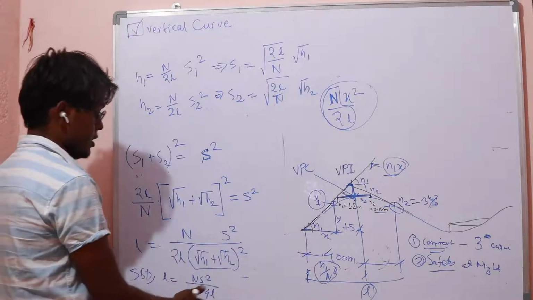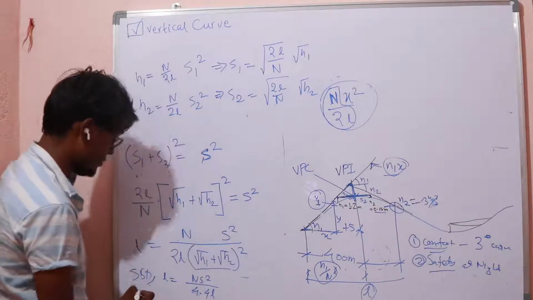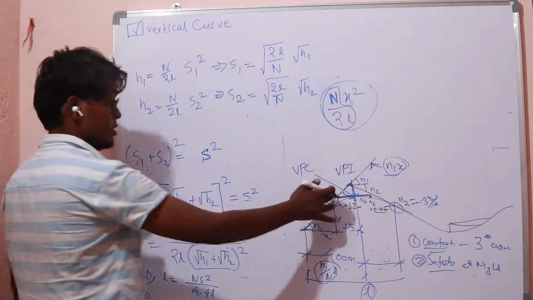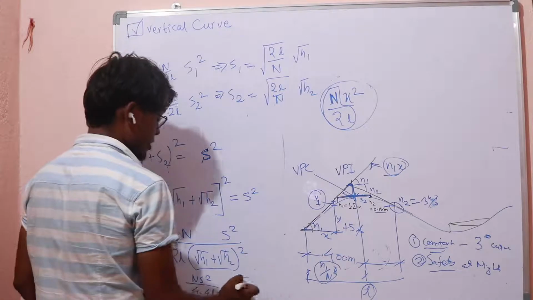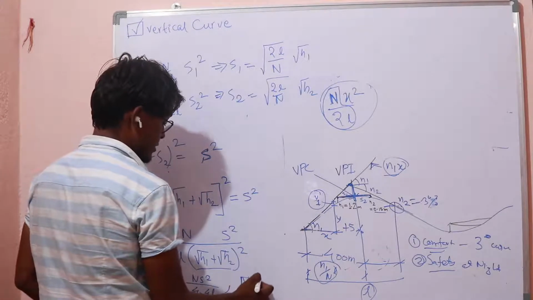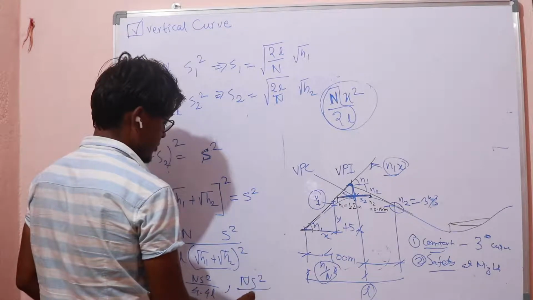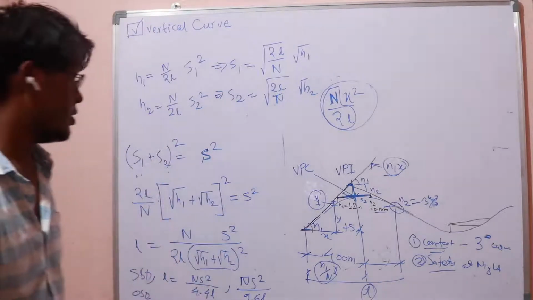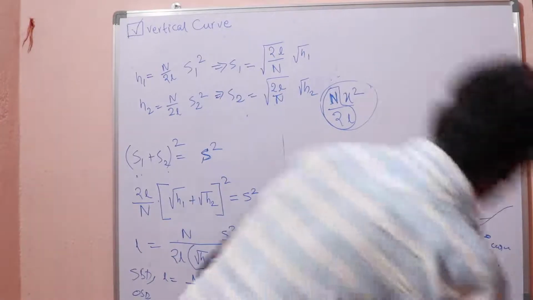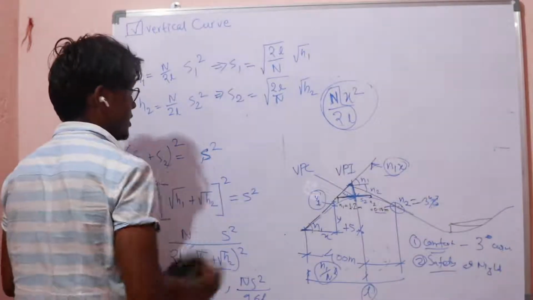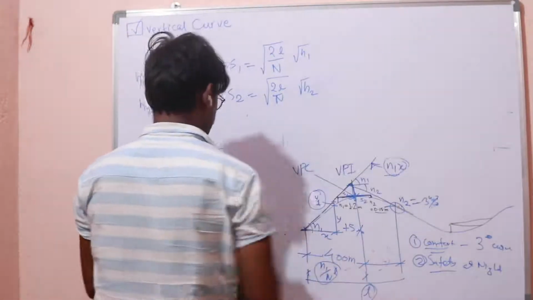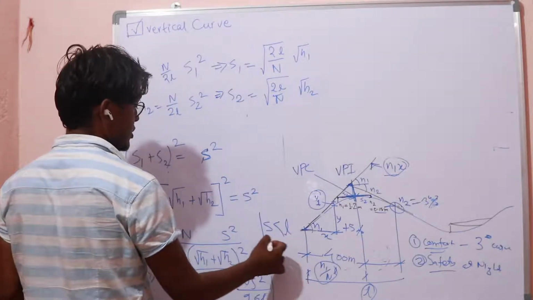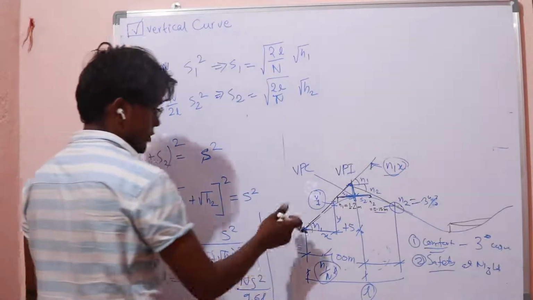And if we are given OSD, where both heights are 1.2 meters, then in that case L equals n s squared over 9.6. This is the case where the sight distance S is less than the total length of the curve.